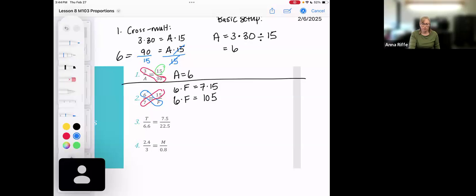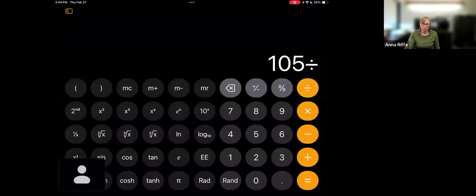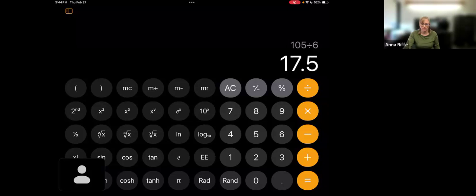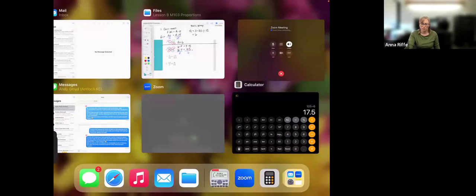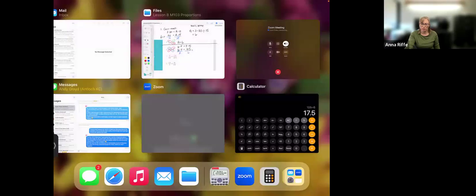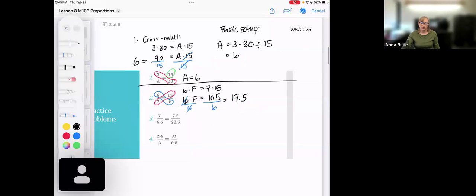And then finally, if we want to solve for F, we can undo that multiplication of F to isolate F by dividing both sides by 6. I believe 105 divided by 6 is 21, but I could be completely wrong about that. I was very wrong. 17.5. 105 divided by 6 is 17.5. So that's what F is equal to.